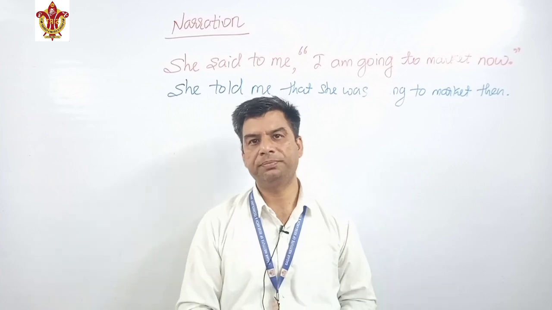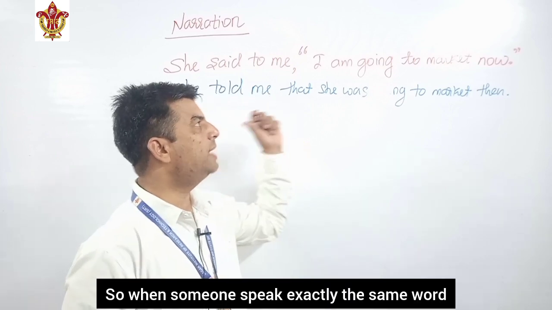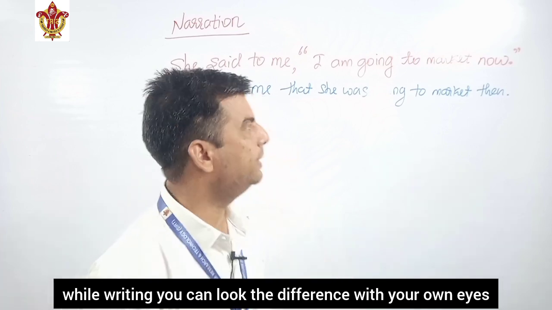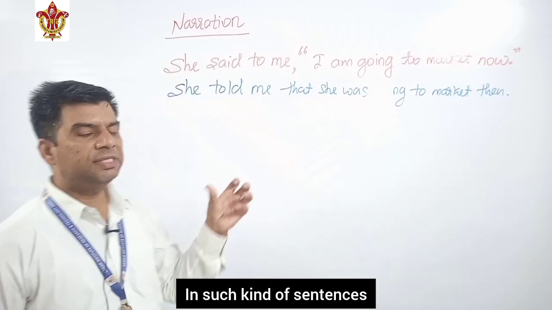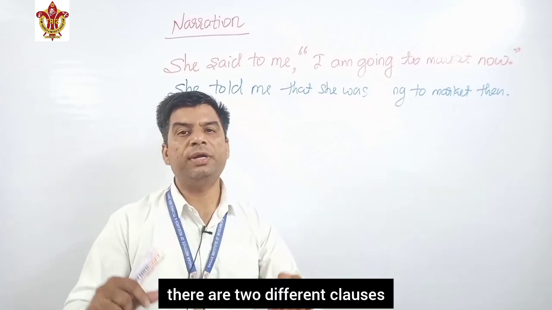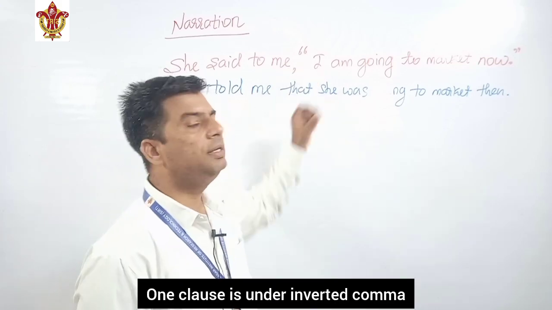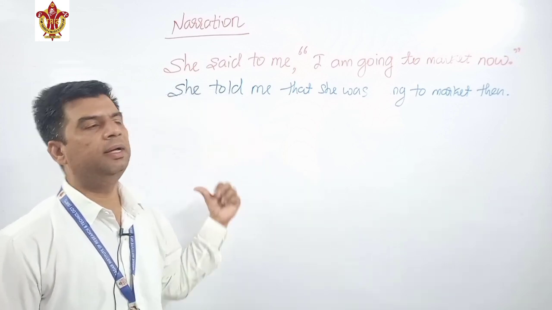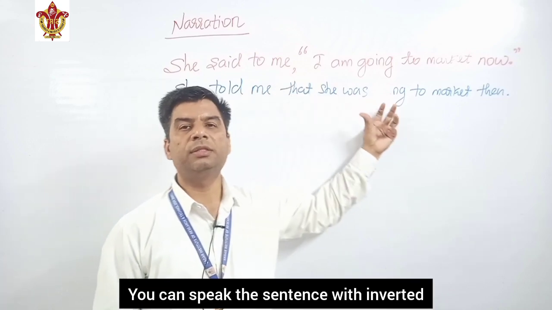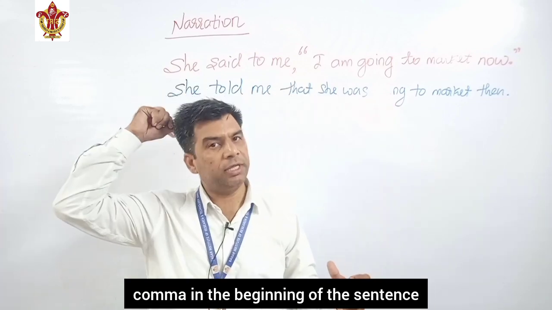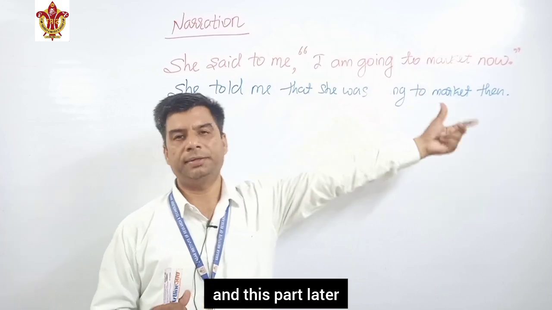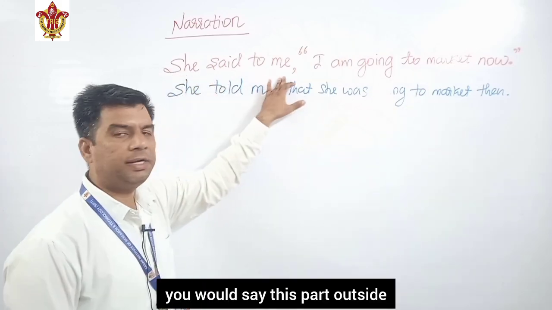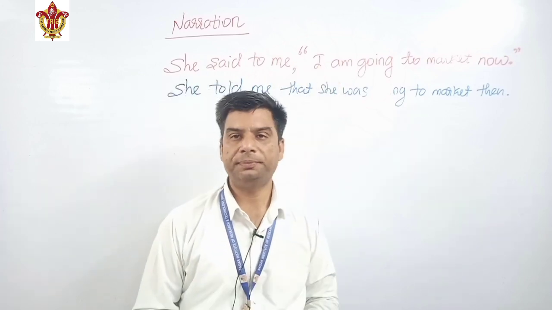So when someone speaks exactly the same words, while writing, you can see the difference with your own eyes. In such kind of sentences, there are two different clauses. One clause is under inverted comma and the other one is outside of inverted comma. The place doesn't matter. You can speak the sentence with inverted comma in the beginning and this part later. But generally, in basic communication, you would say this part outside and this part inside.